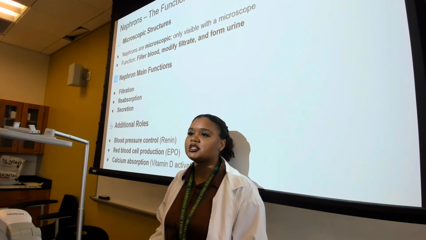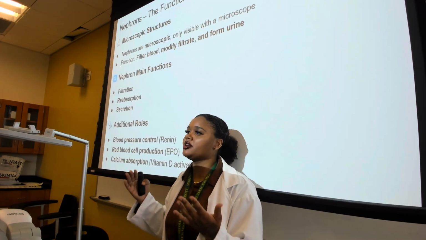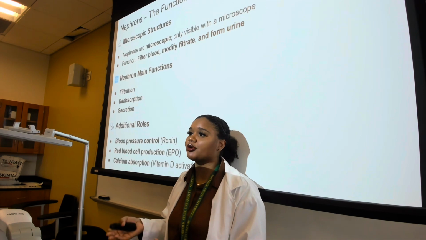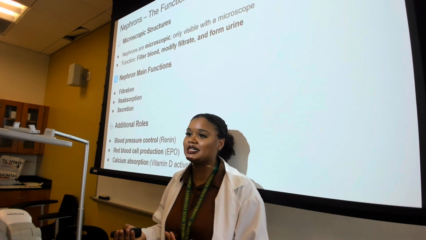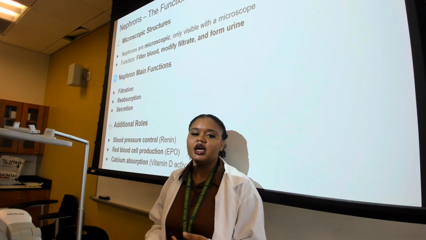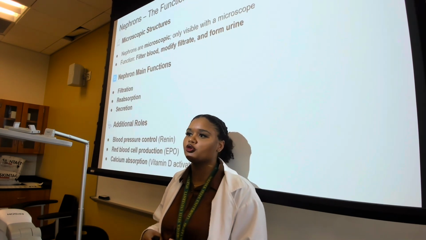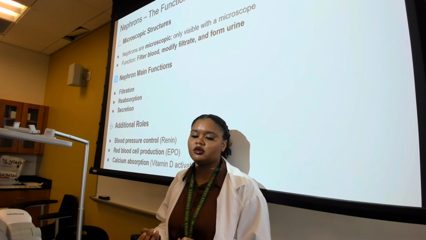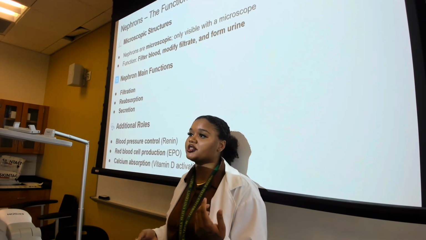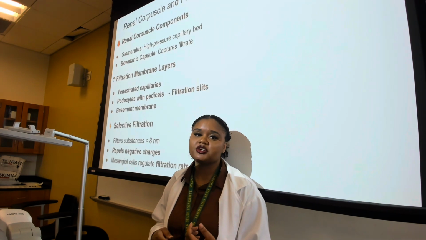And then red blood cell production. We learned in the blood unit that EPO, erythropoietin, is that protein that's produced in the kidneys that helps stimulate erythropoiesis. So this is where that comes into play. And then you've got calcium absorption through the parathyroid hormone, and it's activated through vitamin D. So those are some very key roles that the kidney does that you need to know.